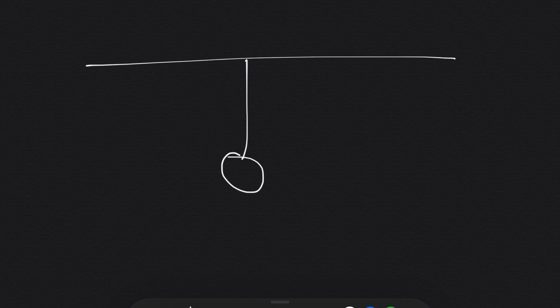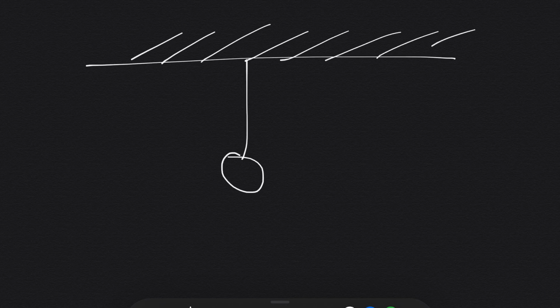Let's say there's a pendulum. And if you don't know what a pendulum is, it's just a fancy word for having a string and a bob attached to it, like a little ball or something, and having it hang from some sort of support, like a ceiling. Okay, so this is like a ceiling. That's a simple pendulum. Now, let's draw the forces on this pendulum.